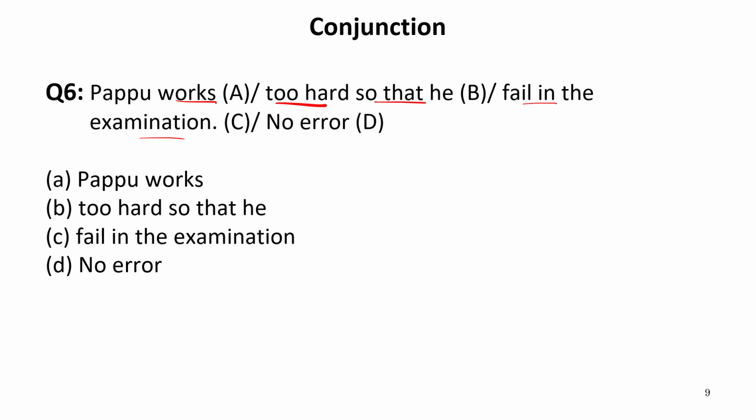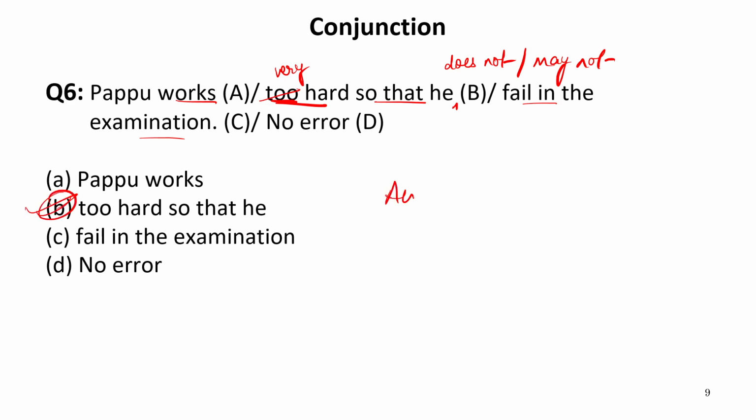Now, what we can do to make this sentence correct, Pappu works too hard so that he does not fail or may not fail. We can add this word over here, that is does not or may not. In fact, this too word is also incorrect. It should be replaced with very, because too shows the extremeness of something. And we know well that extremeness of something makes the thing wrong. Therefore, here the error is in part B, so our answer is B.